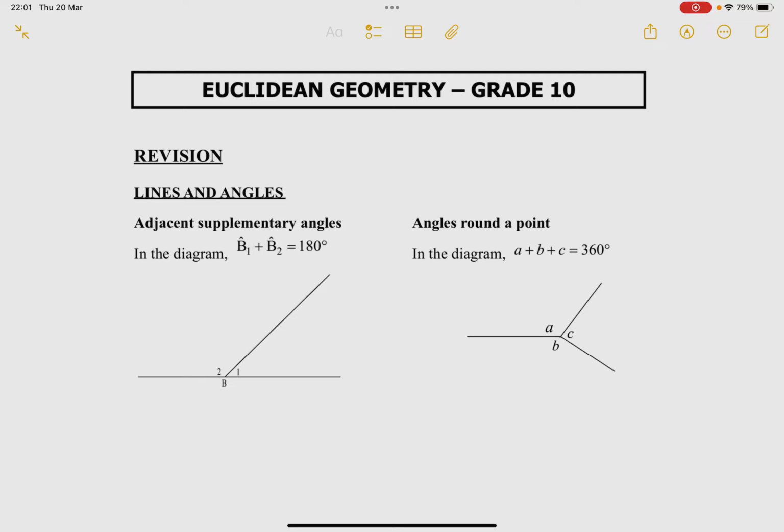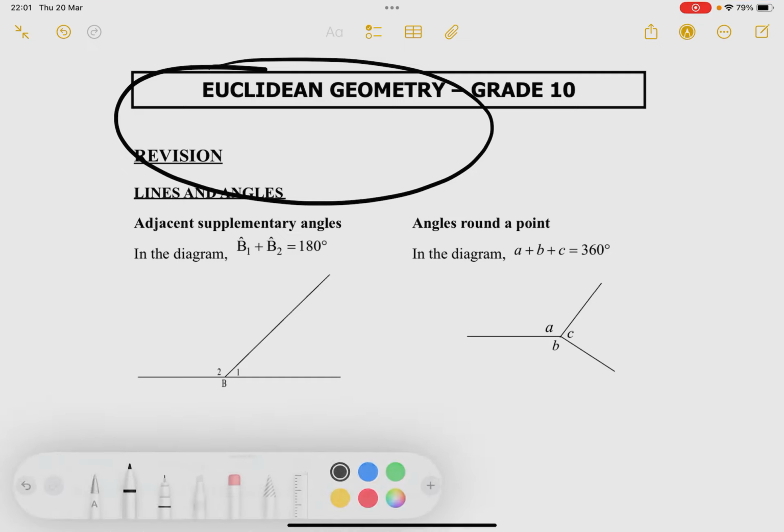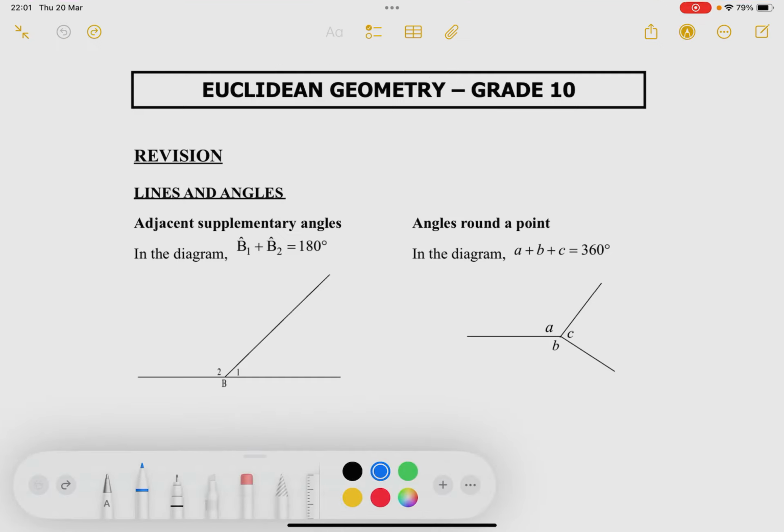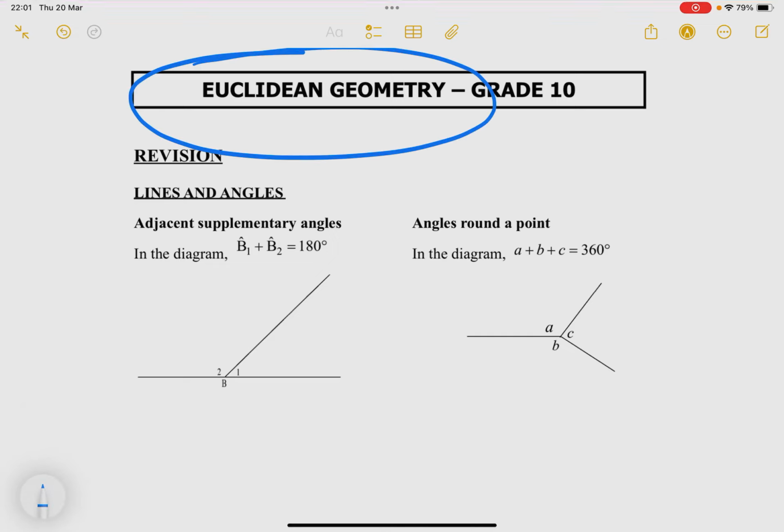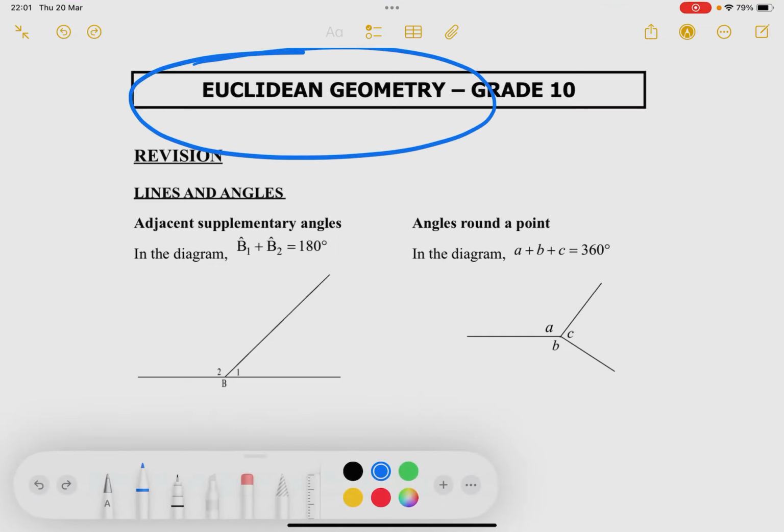Welcome. So let's actually look at this. We want to do Euclidean geometry. Oh, this looks ugly, right? I'm like, why would I use black on black? This is really terrible. So we want to do Euclidean geometry. You guys are doing your grade 10. It has to be lovely, huh?